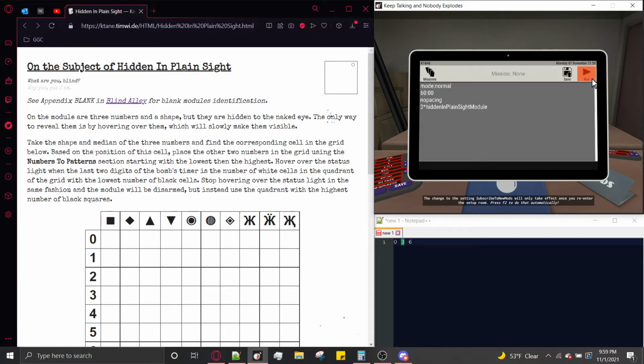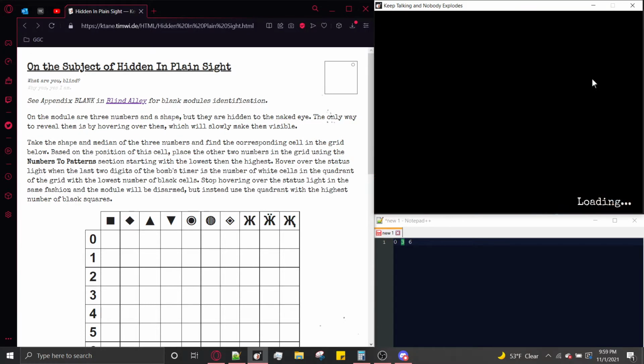Hidden in Plain Sight is a module that came out for the second Keep Talking and Nobody Explodes modded module jam under the theme of unusual interaction. And the unusual interaction with this module is that as you highlight it, it will reveal information. Let's go ahead and start the module so we can see what I mean.